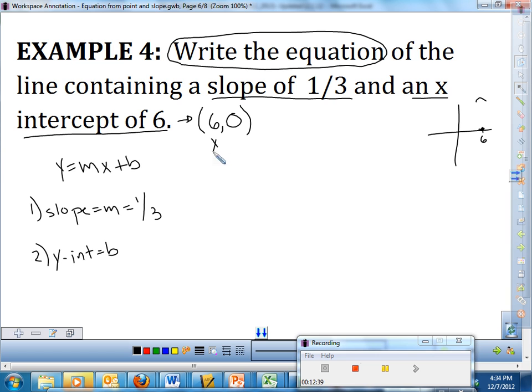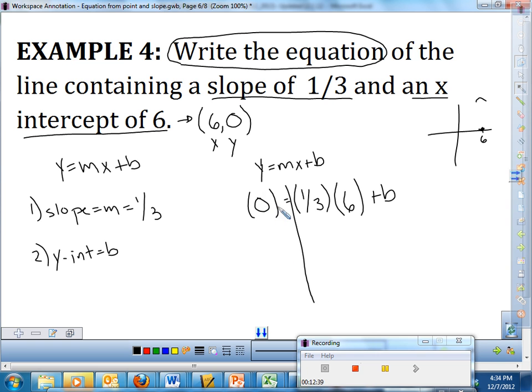So we know that this is x, we know that this is y. We can write out our equation. Y equals mx plus b. We know that we have a y value of 0, so I'm going to put a parentheses. We know we have an m of 1/3, so parentheses 1/3. We have an x of 6, and we're going to solve for b. And our y value is 0. So I'm going to bring down my 0 and drop my parentheses. I can simplify 1/3 times 6. 1/3 times 6 is a positive 2, and I still have plus b.